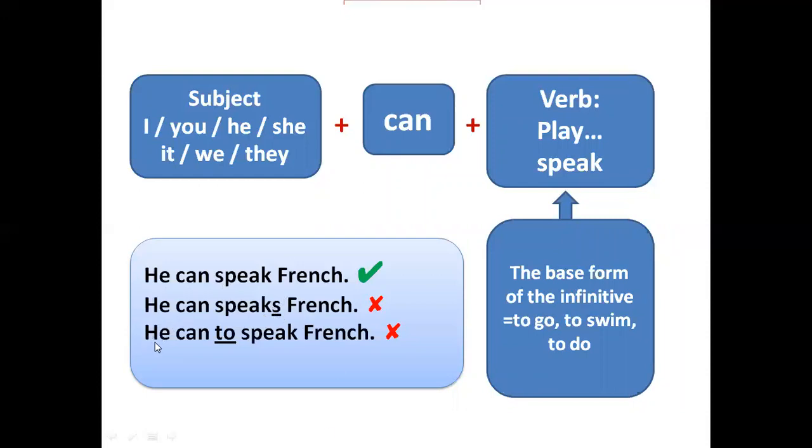The last example, he can to speak French. This sentence is also false because here we added to, which makes it incorrect. So we have to keep just the base form of the infinitive, speak. So the correct sentence is, he can speak French.